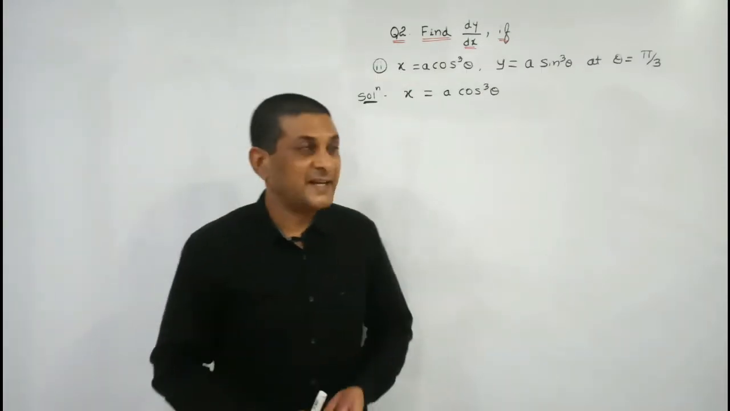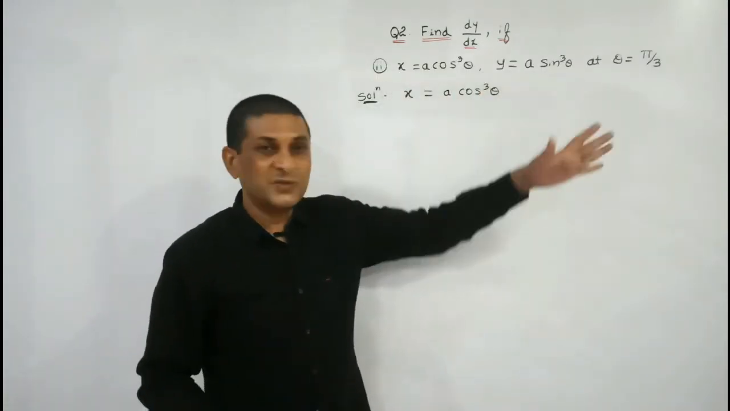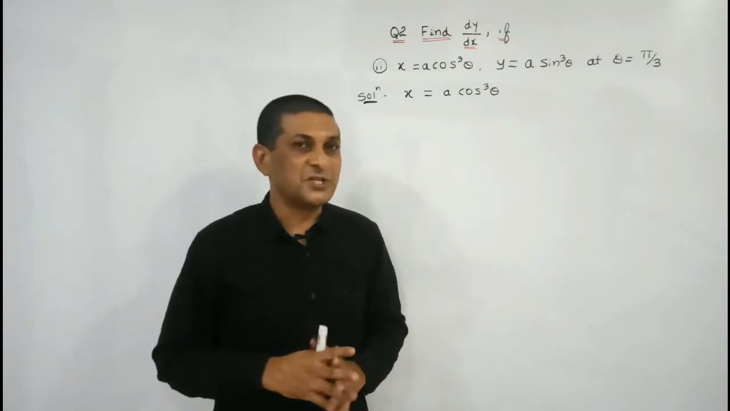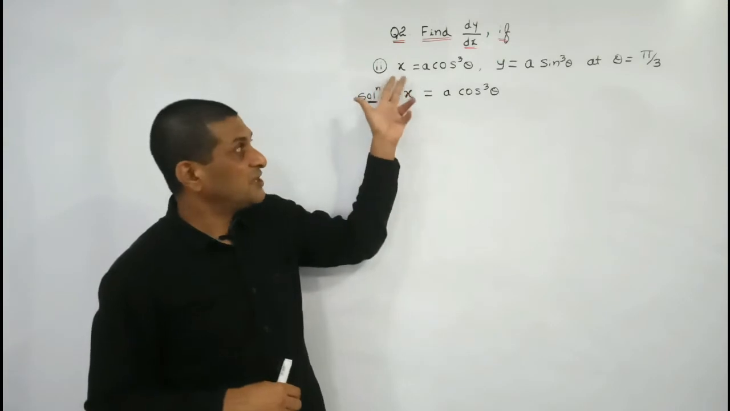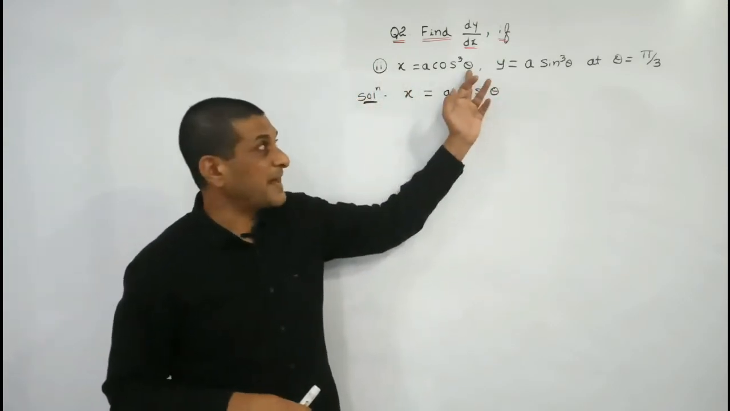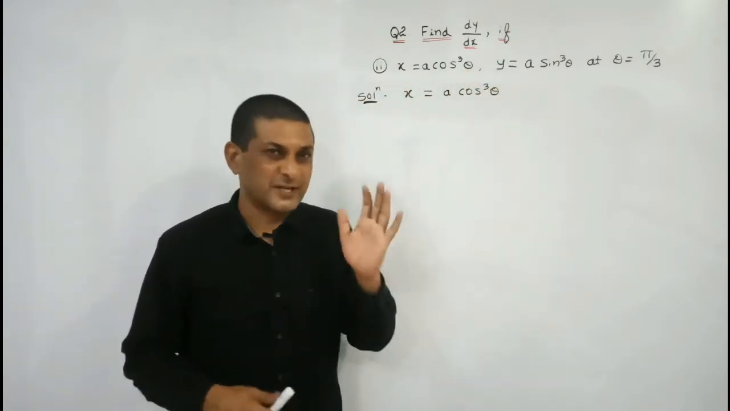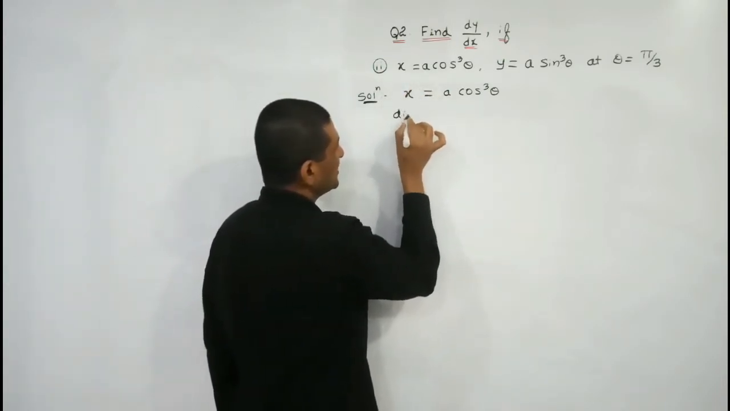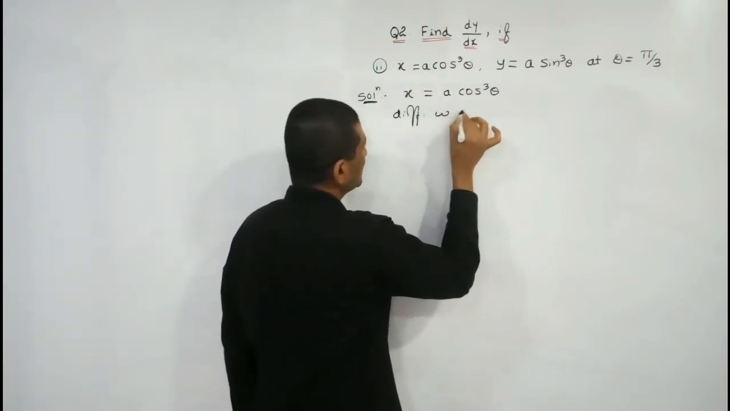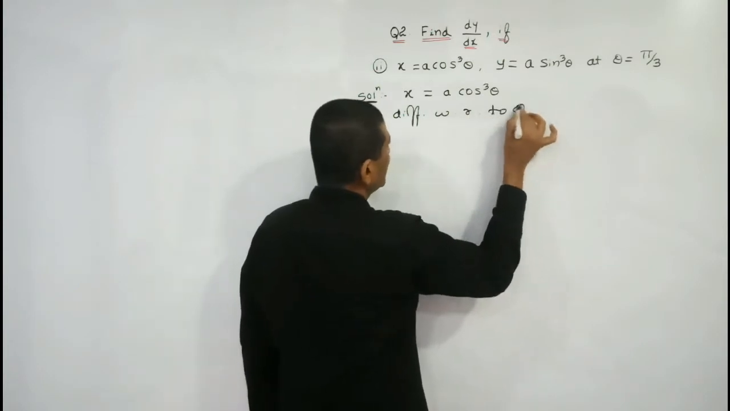Now see, in the second example, the values of x and y are given to us and we have to find the differentiation at theta equal to pi by 3. So let us first differentiate x with respect to its parameter theta, and y also with respect to parameter theta. First we consider x and differentiate it with respect to parameter theta.